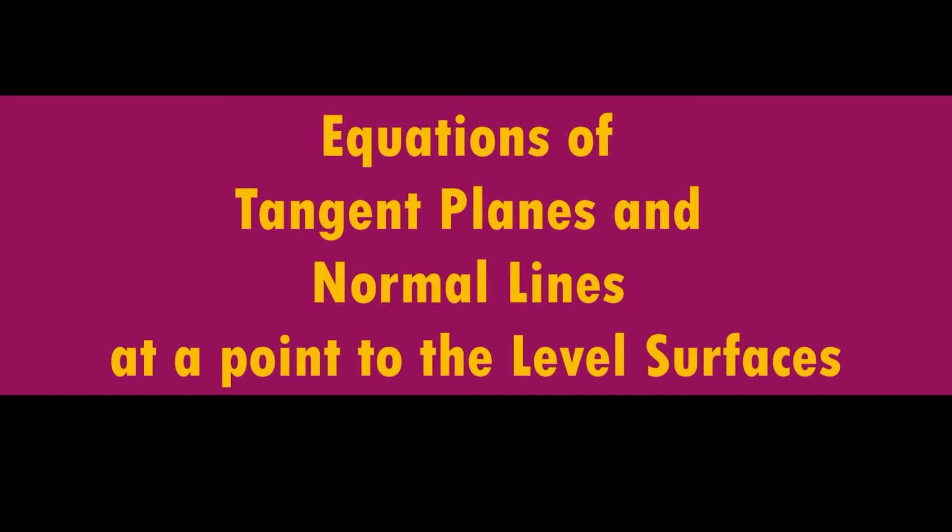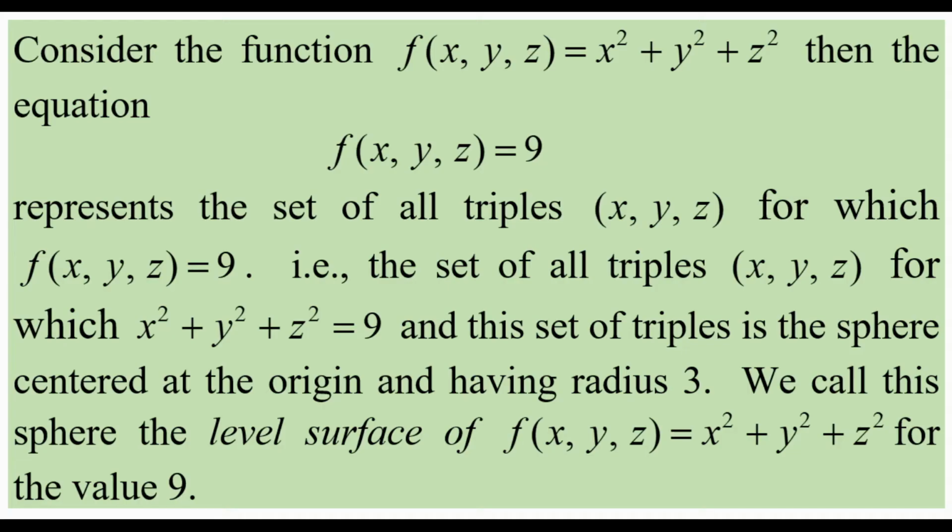Tangent planes and normal line. Consider the function f(x,y,z) = x² + y² + z². Then the equation f(x,y,z) = 9 represents the set of all triples (x,y,z) for which f(x,y,z) = 9. That is the set of all triples for which x² + y² + z² = 9. And this set of triples is the sphere centered at the origin and having radius 3.